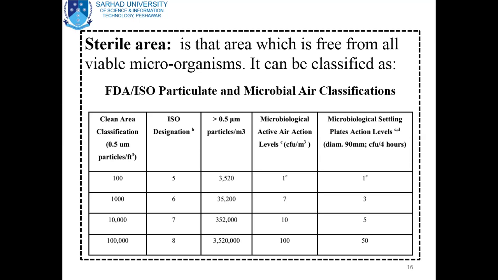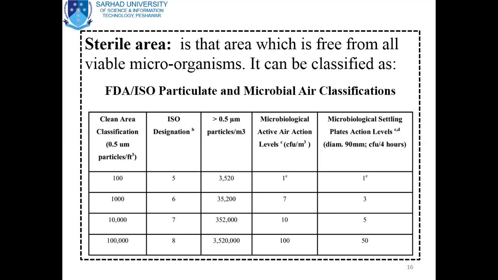Let's come toward the second class, that is the 1000 area. According to the ISO designation it is 6, and the particle limit per cubic meter for size more than 0.5 micron is 35,200. The microbial active air action level is 7 colony forming units per cubic meter, that is the limit. And for the microbiological settling plates of 90 mm diameter, the colony forming units for 4 hours are 3.